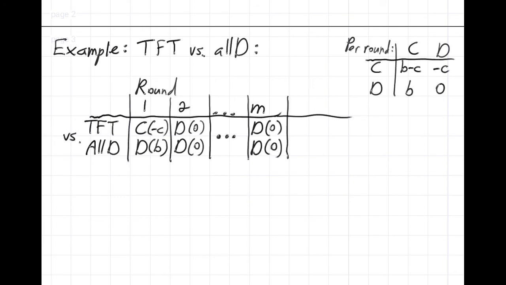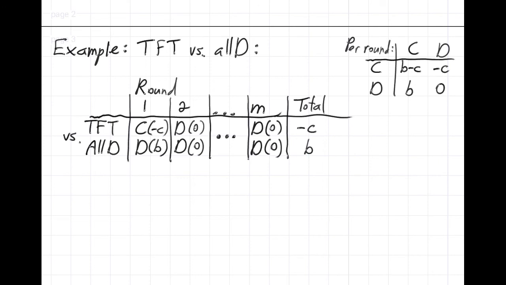And if we just total that up to figure out what they get over all the rounds, then they get 0 over most of the rounds. The only payoff they get is from the first round, and tit for tat gets a score of minus C, all D gets a score of plus B, and there we have it. That's the payoff for tit for tat versus all D.